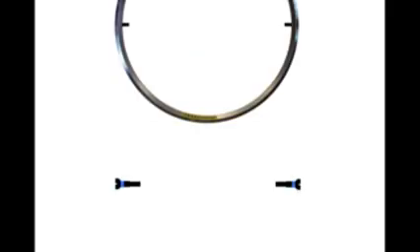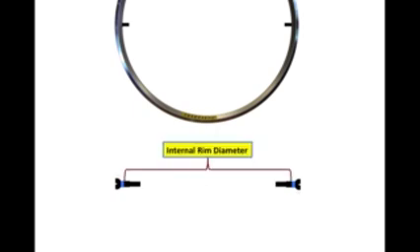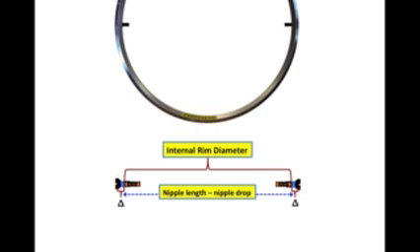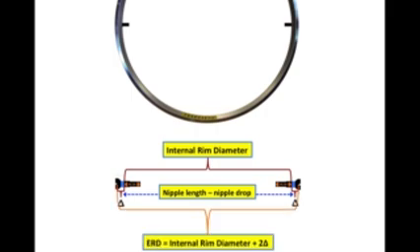Let's look at another diagram to illustrate this. We have a rim and 2 nipples shown expanded there at the bottom. That would be the internal rim diameter. That would be the nipple drop, the part that sticks out into the inside of the rim. And shown there is the difference between the nipple length and the nipple drop for each nipple. My ERD will be the internal rim diameter plus both of those differences added together.